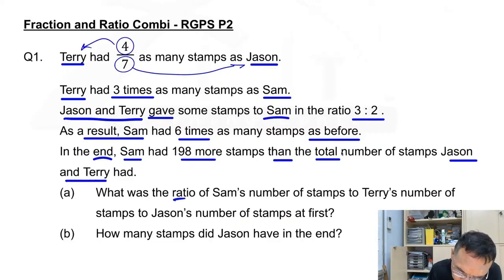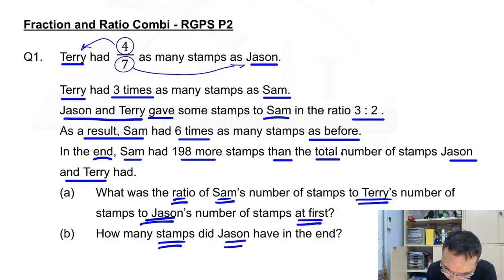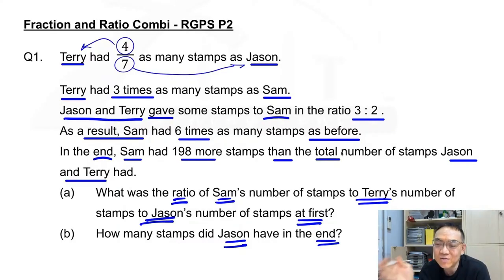Question, what is the ratio of Sam to Terry to Jason at first? Okay, that's the question. And then second question is, how many stamps did Jason have in the end? Actually, I shouldn't underline stamp. Okay, anyone can tell me why I shouldn't underline stamp? Yes, because stamp is the only thing. Very good. Yes. Stamp is in all the sentences in the question. Yes, very good. Stamp is the only thing.